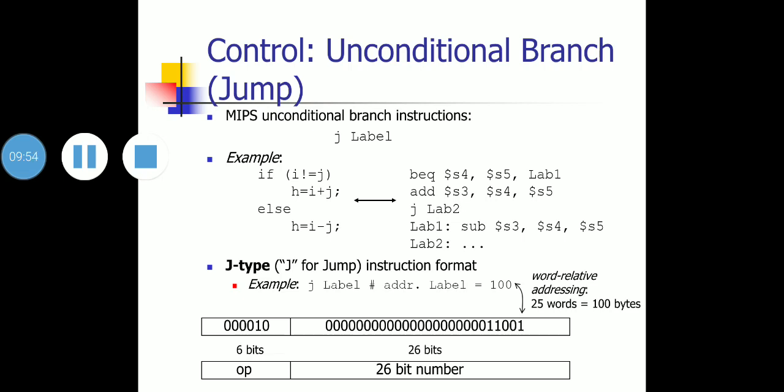And if you see the next part, h is equal to i plus j. That is the function. It adds the values of i and j. The i and j are placed in the registers $S4 and $S5 and the result is placed in $S3. Now we have given J label 2, that is LAB2. So likewise it goes on.